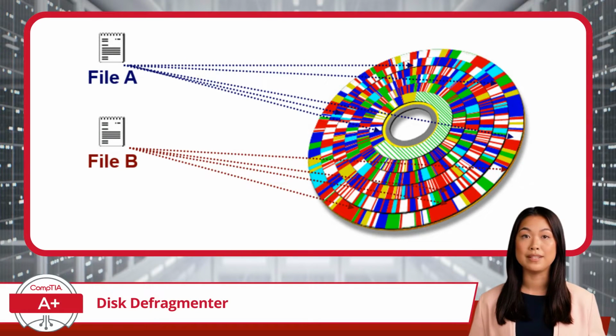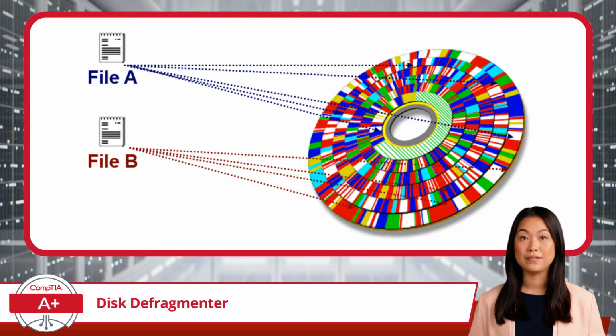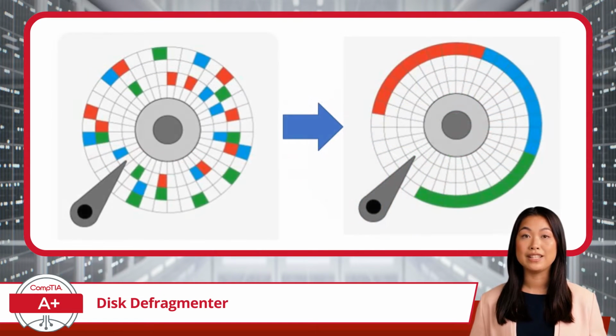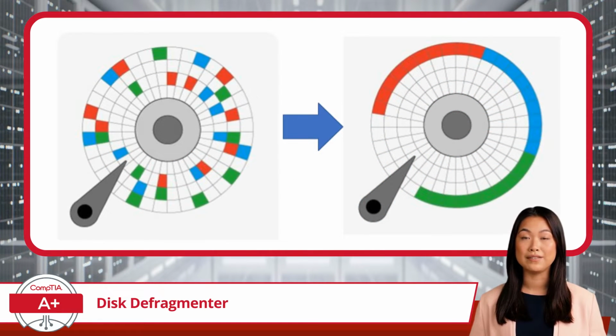Before moving forward with this topic, let me explain a bit more about disk fragmentation. Over time, as files are created, deleted, and modified, they can become fragmented, meaning parts of a single file are scattered across different areas of the disk. This fragmentation slows down your computer because the hard drive has to work harder to gather the pieces of each file. Disk defragmentation is the process of consolidating fragmented files and free space on your hard drive.